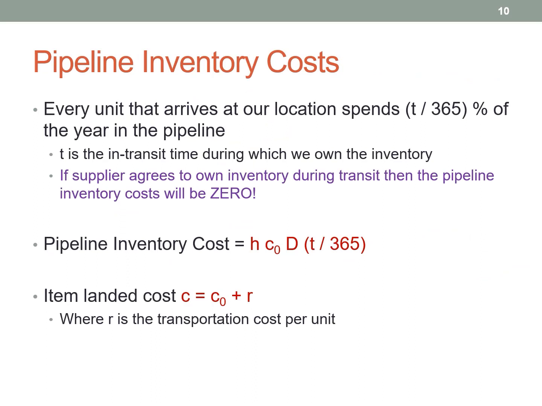Each time a unit arrives at our location, it spends T, which is the number of days it takes to transport it, T divided by 365 fraction of a year in the pipeline, i.e. in transit. Pipeline and transit are words I will use interchangeably. So inventory in transit is the same thing as inventory being in a pipeline. By pipeline, I don't mean literally in a pipe. It's not like a fuel pipeline, it just means it's in transit. So T is the in-transit time during which we own the inventory. This is assuming we own the inventory on the way, which is the usual case.